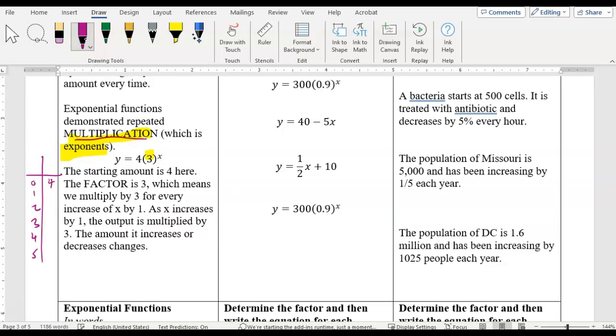So my starting amount is 4. 4 times 3 to the first power is 12. And then 4 times 3 squared is 9 times 4, which is 36. But notice also that each time I'm just multiplying this by 3. But here I'm adding 8 and then I'm adding 24. So the amount I'm increasing is changing. What I'm multiplying by, though, the factor is always going to be times 3.